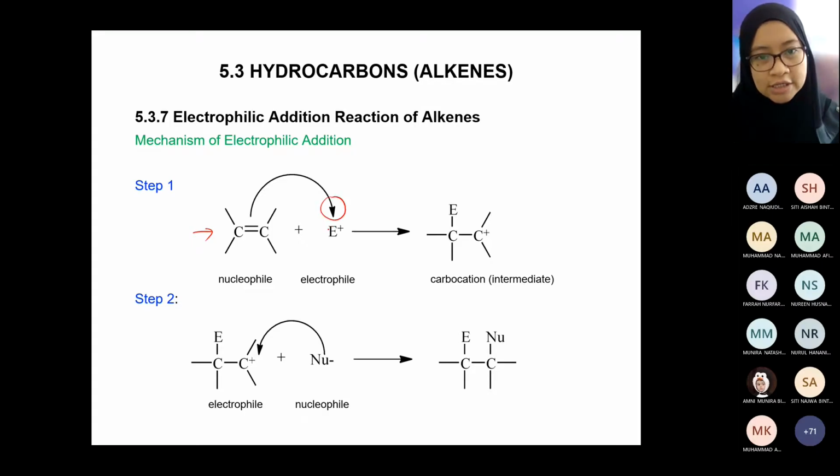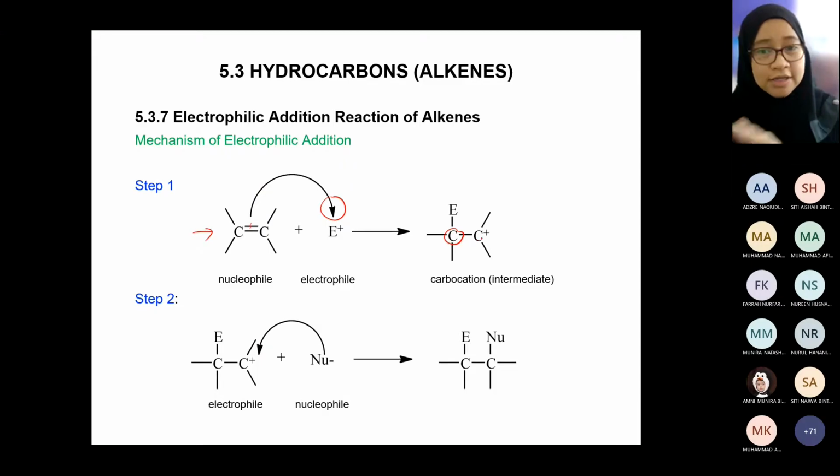Nampak tak penggunaan arrow dia dekat situ? Dia pakai full-headed arrow. Lepas ni semuanya full-headed arrow. The half-headed arrow will only be used in alkenes. In alkene sahaja, the rest kita pakai full-headed arrow. Dia akan attack the electrophile, so attack as in the electrophile will be added into the molecule. That means the pi bond will be broken down. Nampak? Dia akan break the pi bond. So the electrophile will be added to one of the carbons. Dia masuk satu-satu dulu, step by step. So dia masukkan dekat this carbon, for example.